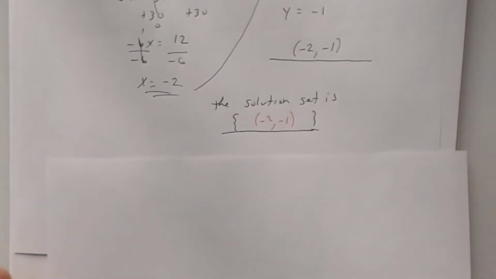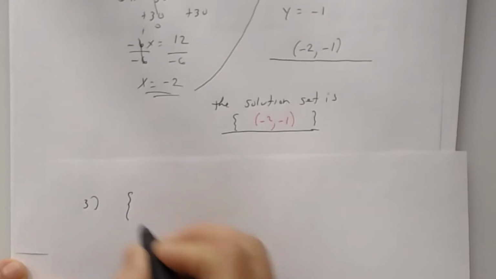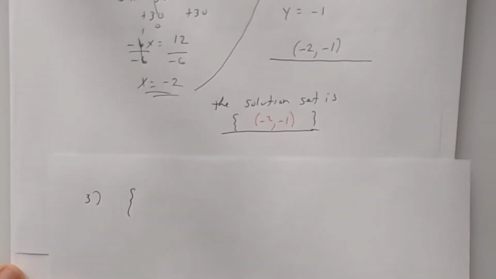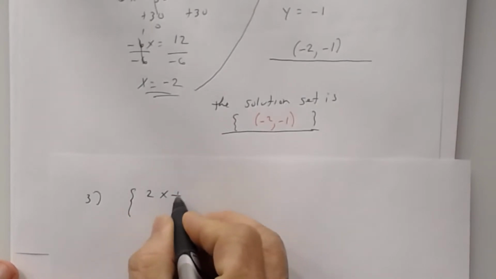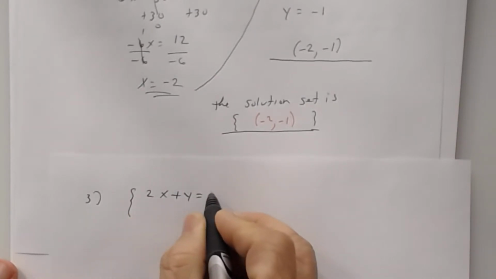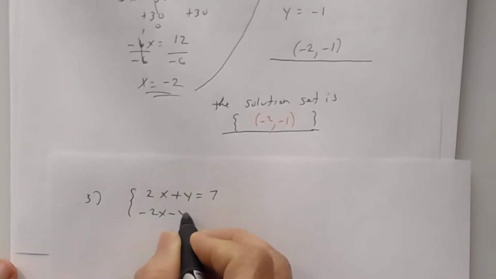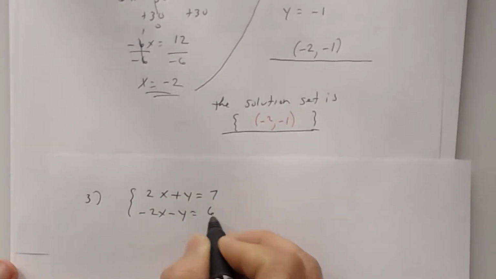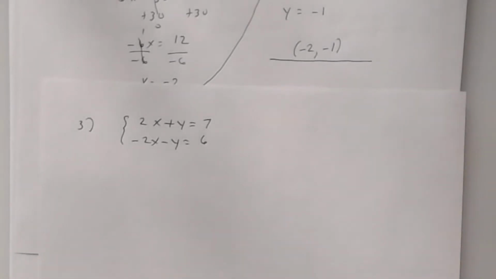All right, number 3, let's suppose we had this system. Suppose we had 2x plus y equals 7, and then minus 2x minus y equals 6. So 2x plus y equals 7, and then minus 2x minus y equals 6.